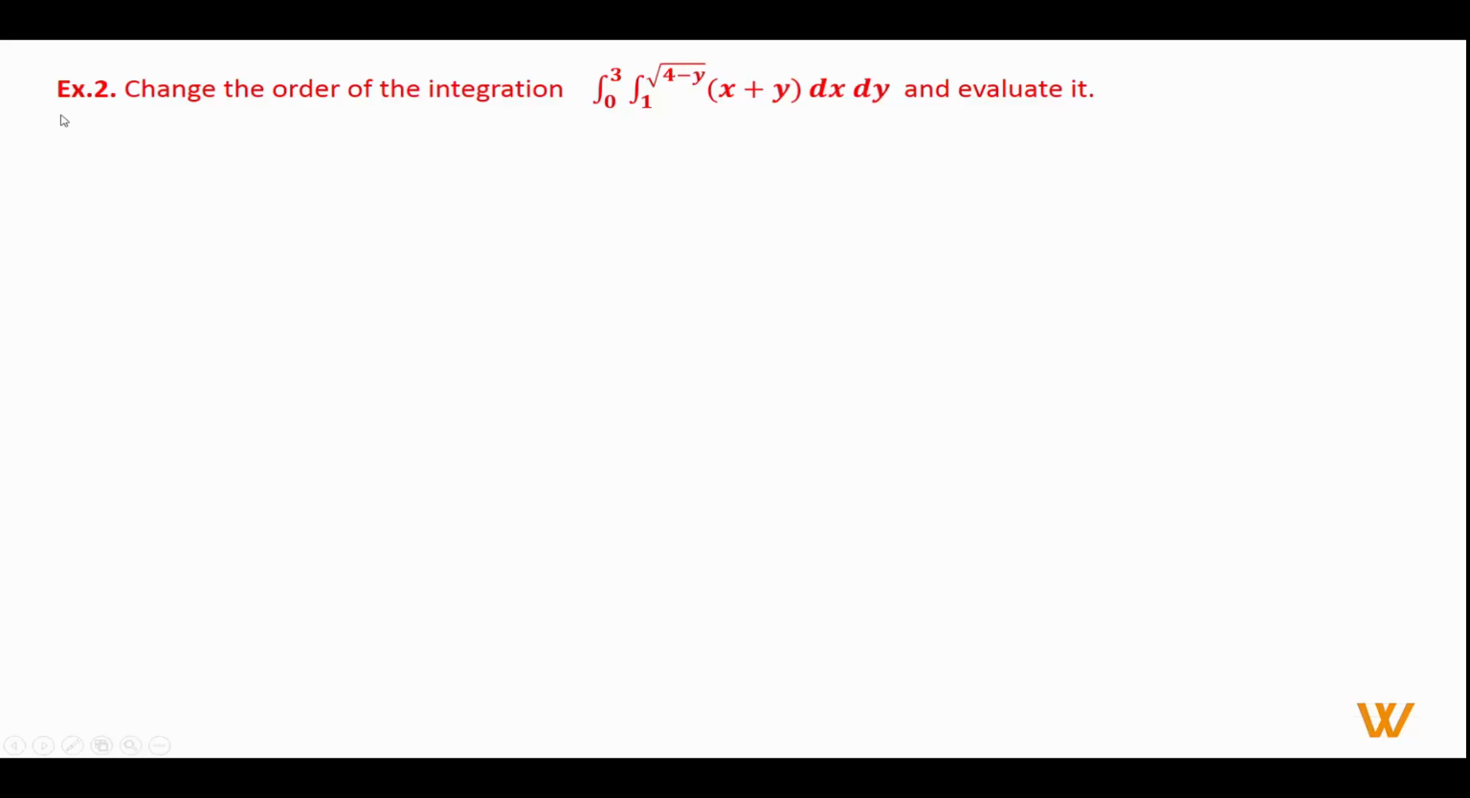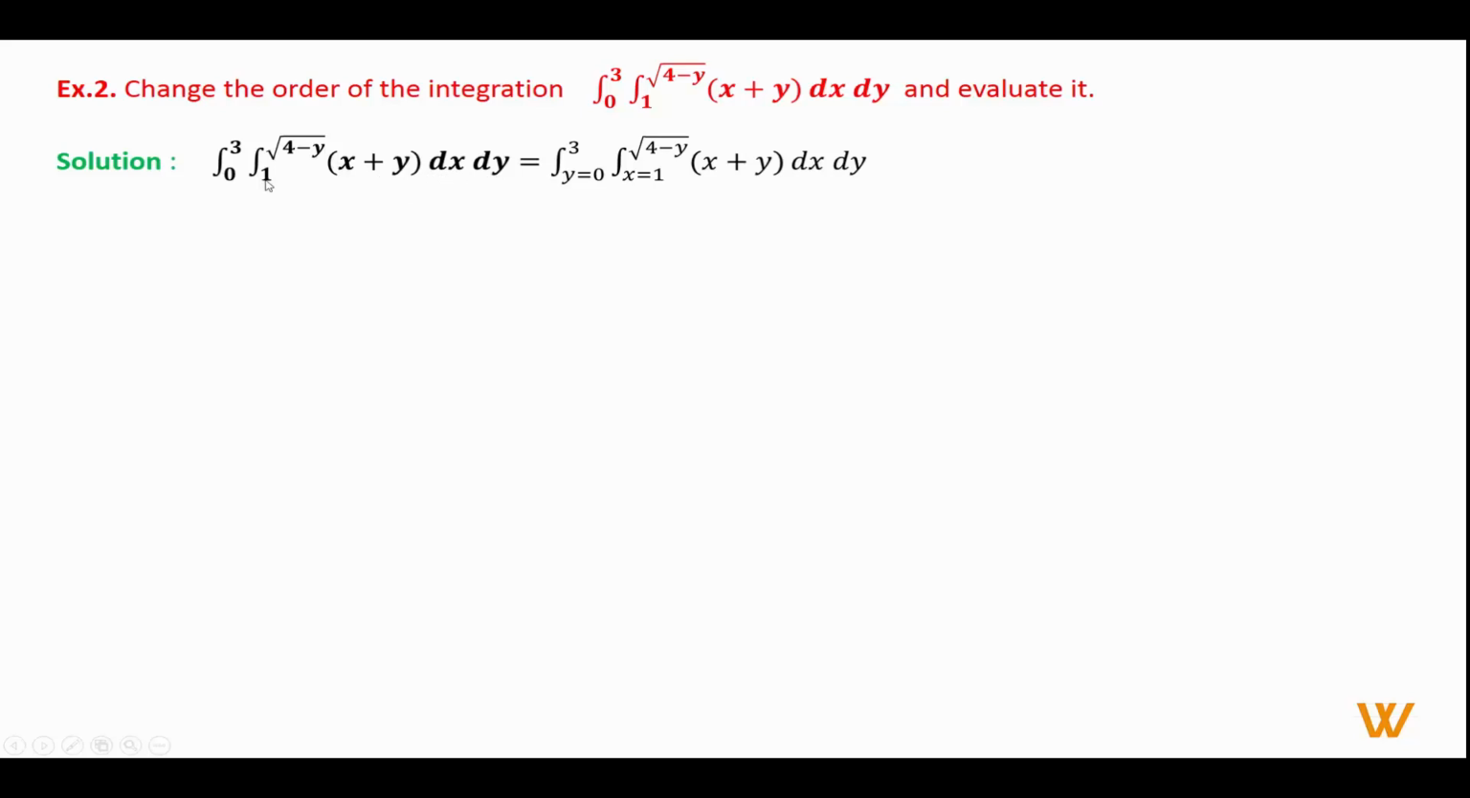Example second. Change the order of the integration. Integration limit 0 to 3, second integration limit 1 to square root 4 minus y, x plus y dx dy, and evaluate it. First check the order of the given integration. The given order is not a proper order. Forget this order. So for that, integration limit 0 to 3, integration limit 1 to square root 4 minus y, x plus y dx dy.